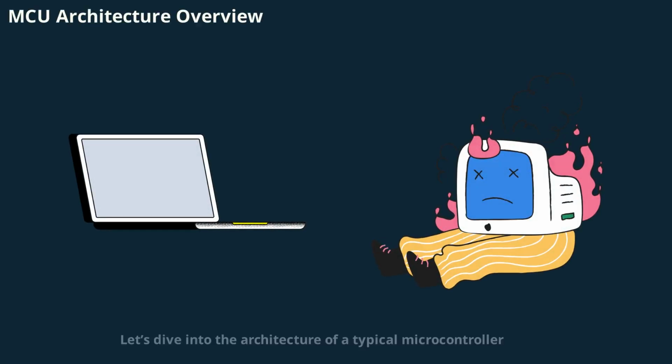Let's dive into the architecture of a typical microcontroller. An MCU integrates a central processing unit, memory blocks, and a variety of input-output ports on a single chip. This compact design enables efficient control over hardware devices. The architecture is optimized for real-time operations, making MCUs perfect for tasks that require immediate response, such as controlling motors or reading sensor data. This integration also reduces cost and power consumption, which is crucial for battery-powered devices.